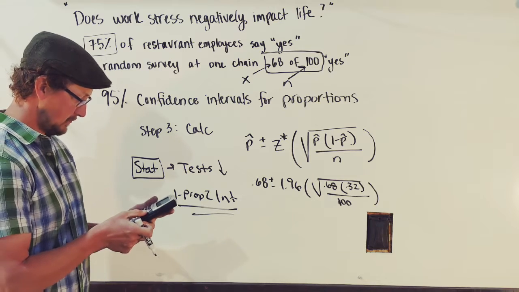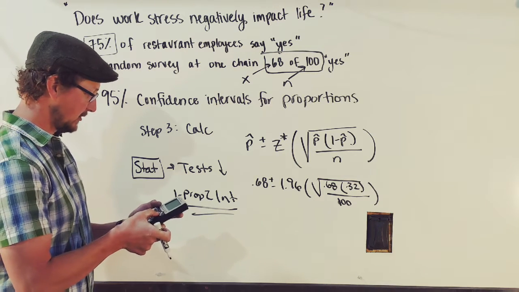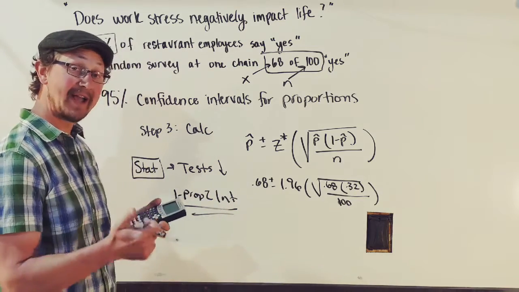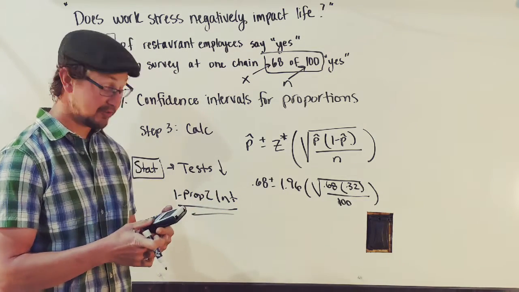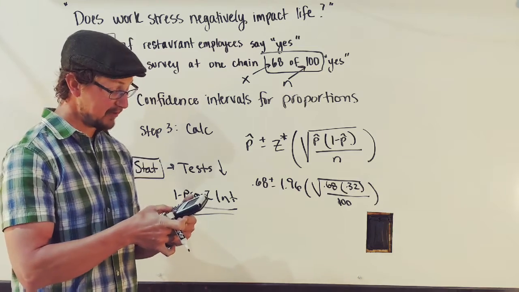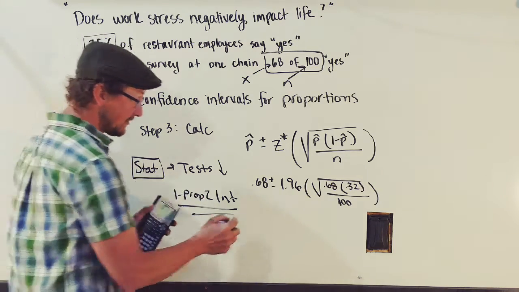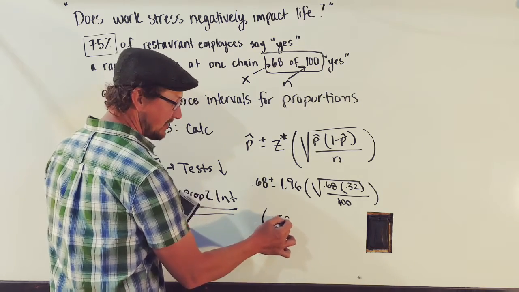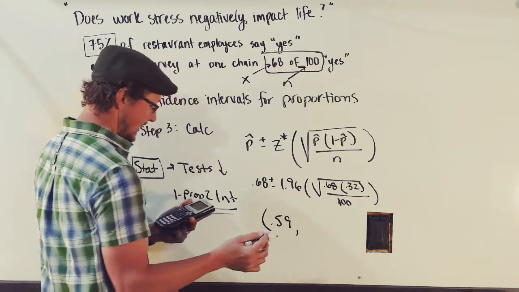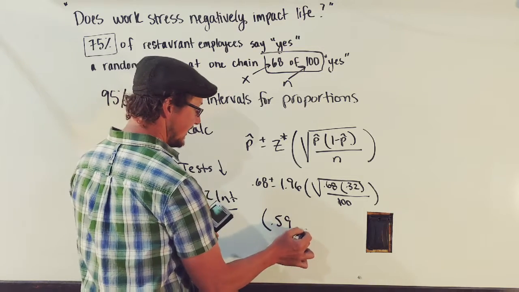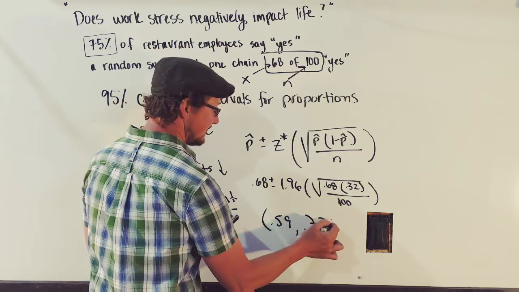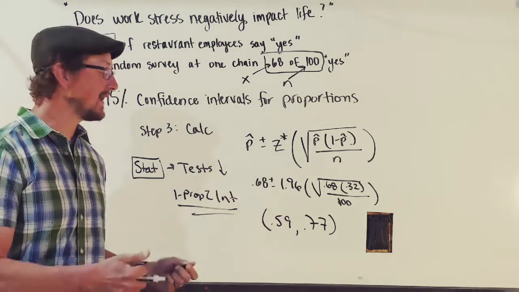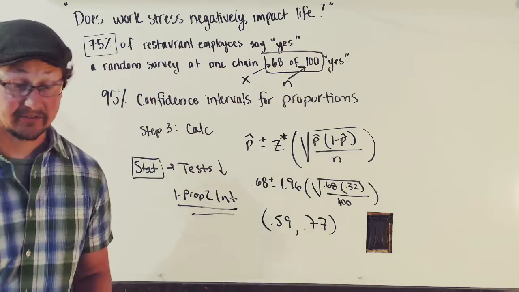Whoops, I hit 2 proportion, going back, 1 proportion z interval, where you're going to enter your x, number of successes, your n, number of trials, your confidence level, 95%, and calculate. And that gives us this guy right here. It says we are between 0.588, I'm going to round to 0.59, and 0.771, I'm going to round to 0.77. All right, so we've got our confidence interval. We're going to move on to step 4 and talk about this in context.